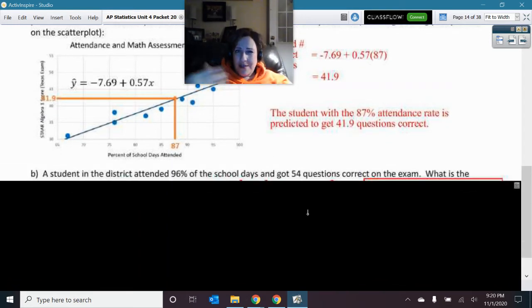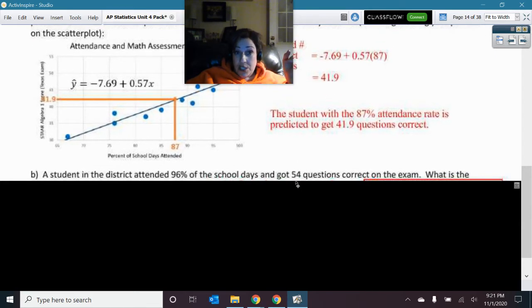But look here, this is a multi-step question. Here we have the attendance of 96%. So what I'm saying to myself is, I know then X is 96, okay? And of the school days, this person got 54 questions correct on the exam. So again, you're asking yourself, you remember number of questions correct is the Y. Well, is that the actual Y or the predicted Y? So that's saying what happened. So that's actual Y. So that's 54. And then the question is, what is the residual?